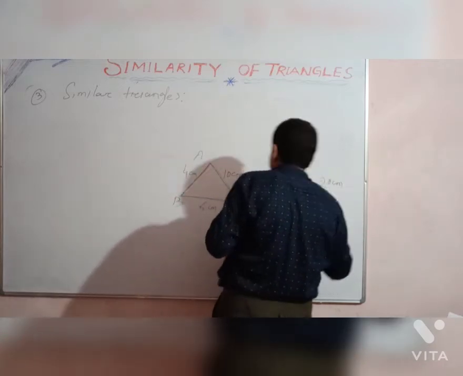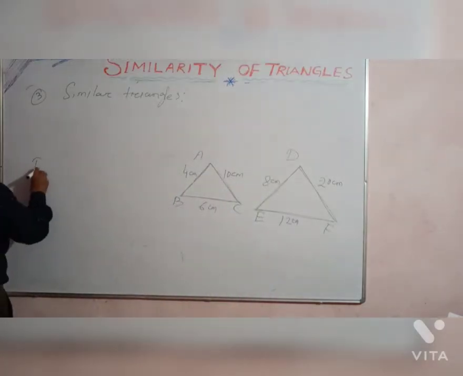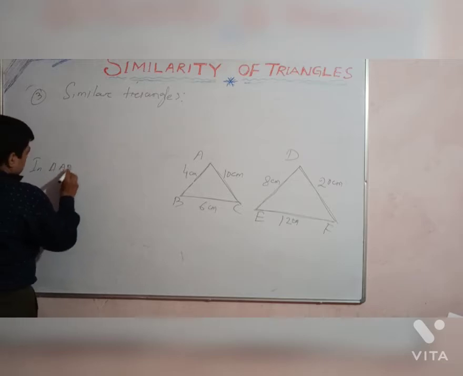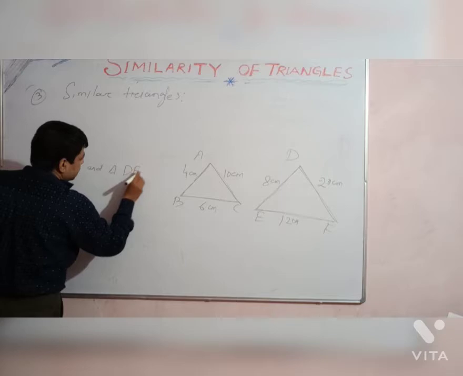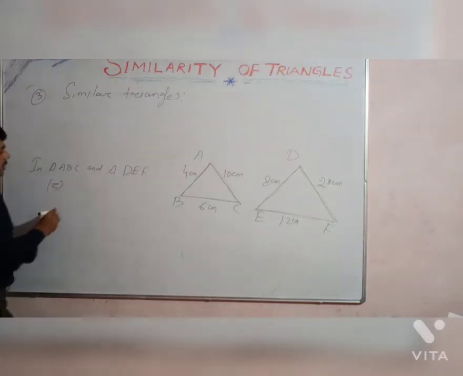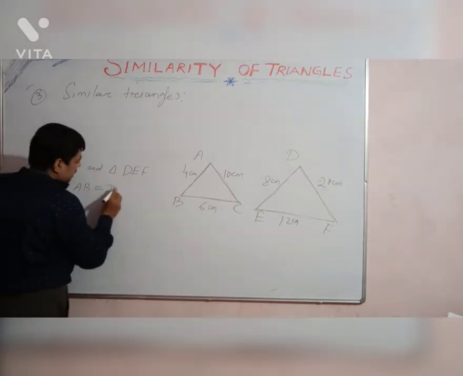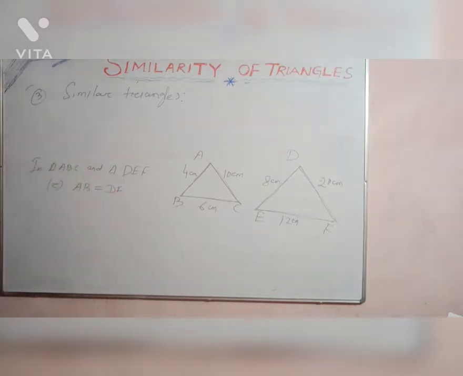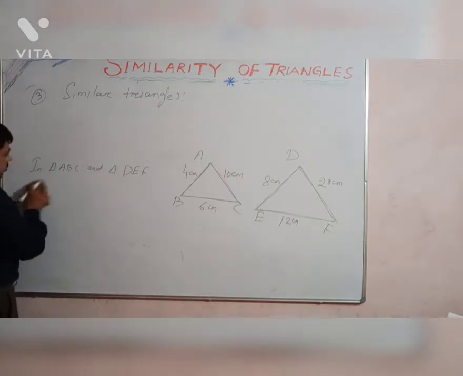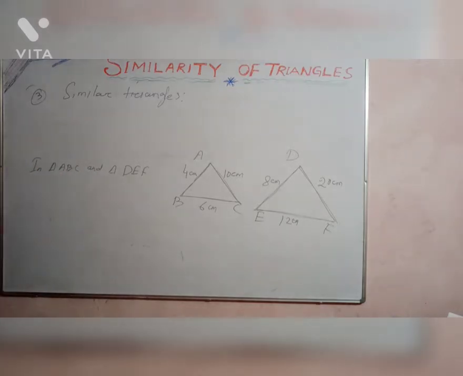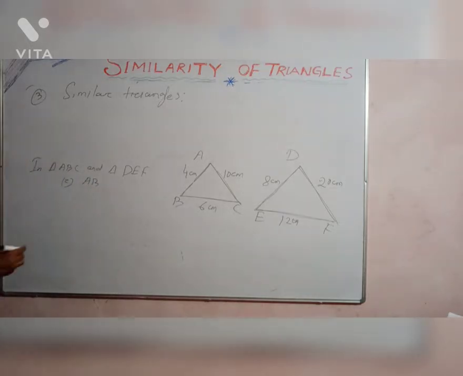Let us see, here we are finding what? In triangle ABC and triangle DEF, both objects are the same shape, triangular shape. First point, the corresponding side of AB is DE. AB length is 4 cm, and its corresponding side DE is 8 cm.